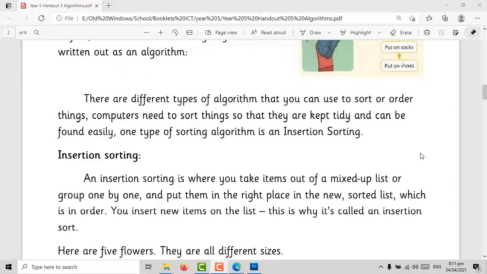In ICT, or in computers and technology, there are different types of algorithms that you can use to sort or order things. Computers need to sort things so that they are kept tidy and can be found easily. One type of algorithm sorting is insertion sorting.